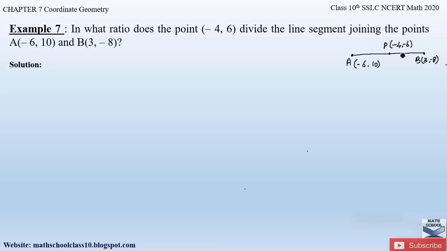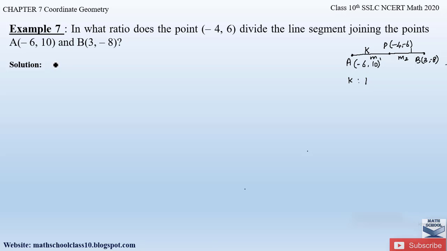Before applying the section formula, let us assume the ratio in which this point P divides the line segment AB be K is to 1. Usually the ratio it divides is in the ratio of M1 is to M2, but here let us assume the ratio to be K is to 1. We can also assume the ratio to be M1 is to M2. Both the methods are the same. Problem solving will be easier when we assume the ratio to be K is to 1. So here let us assume the ratio to be K is to 1.